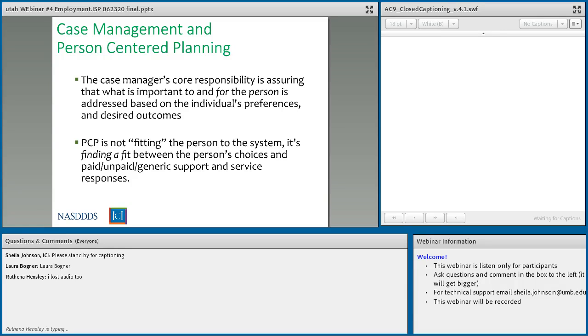Anyway, your role as a case manager, your core responsibility is assuring that what that person identifies is important to them, taking into account also what is important for them, and maybe some of those health and safety issues, is addressed based on the individual's preferences first and falls in line with their desired outcomes. Person-centered planning is not fitting that person to the system and supports. It's finding a fit between the person's choices and paid, unpaid, and generic supports and responses. Lastly, person-centered planning is unique and very individual focused, and it's a process that values, as I said, what's really important to a person. And if you do it in a person-centered way, you're definitely going to get at highlighting their strengths and skills.